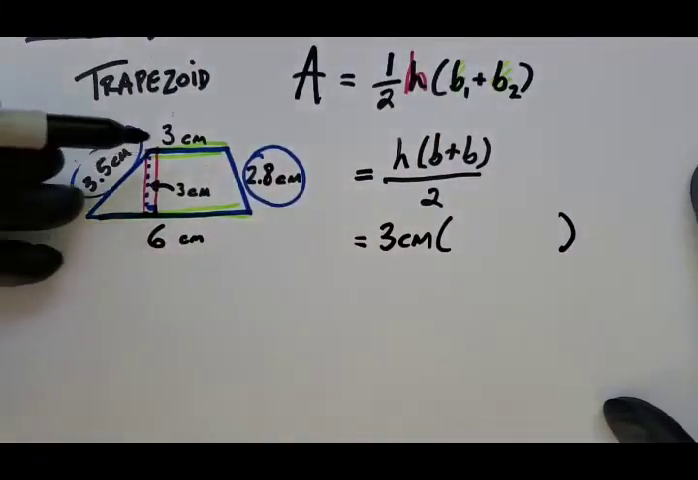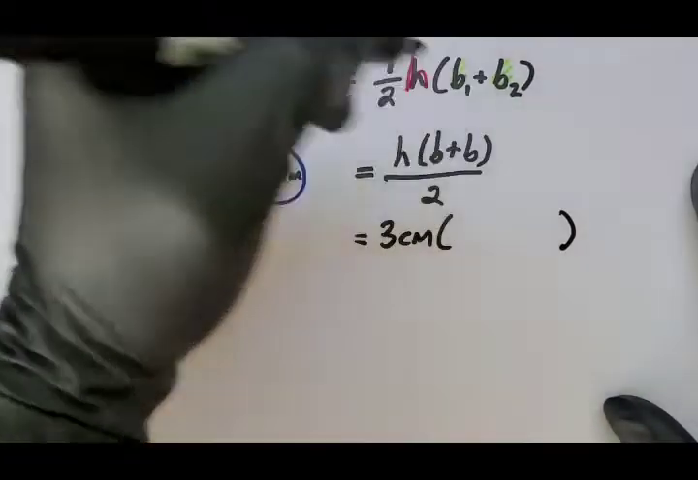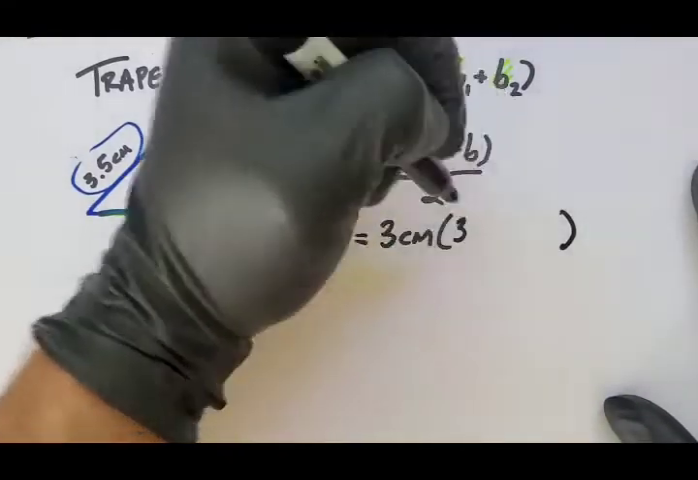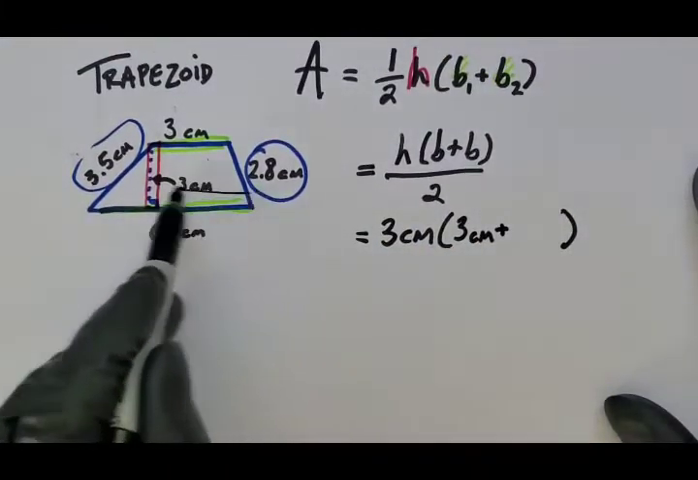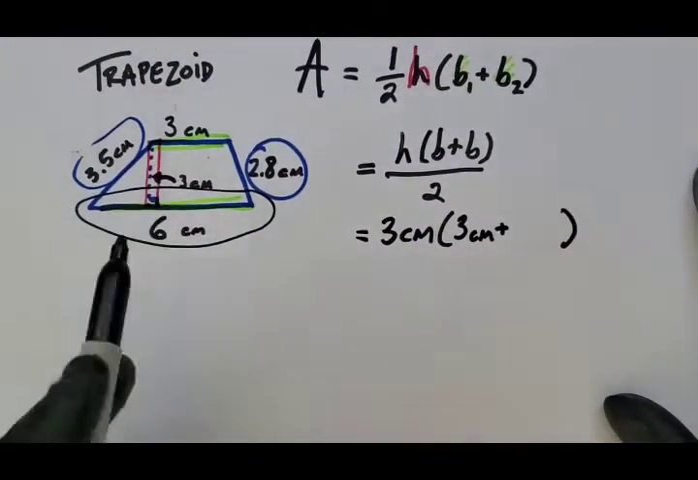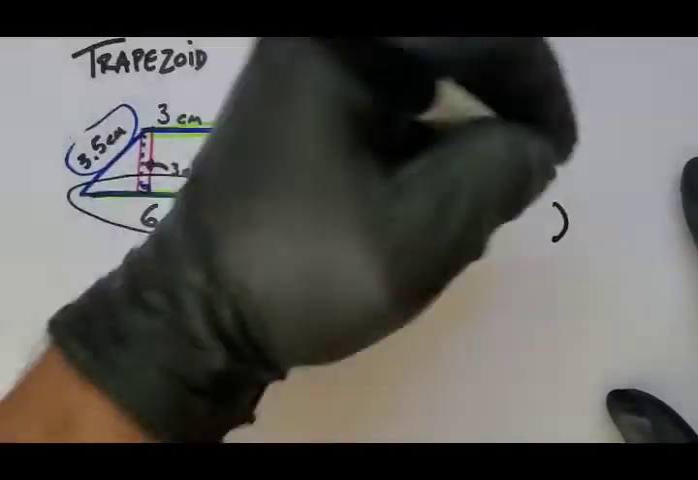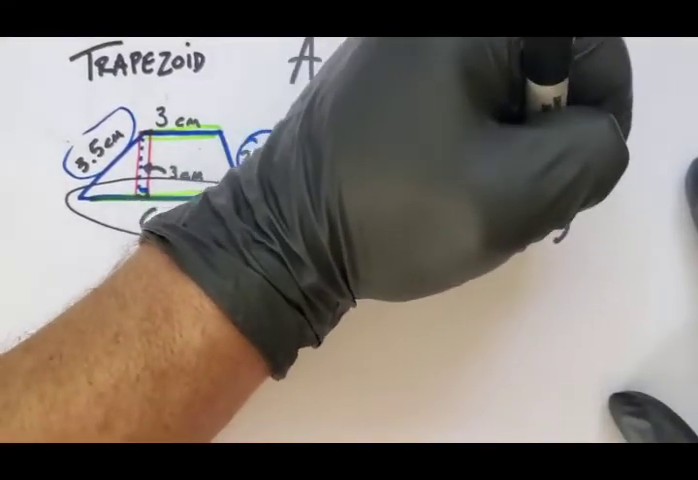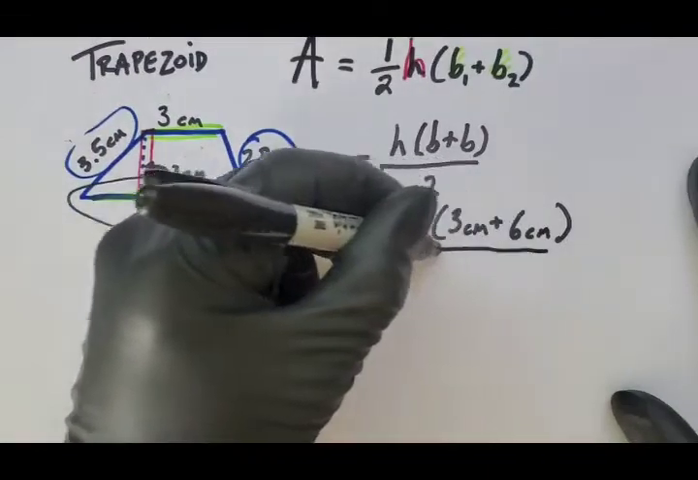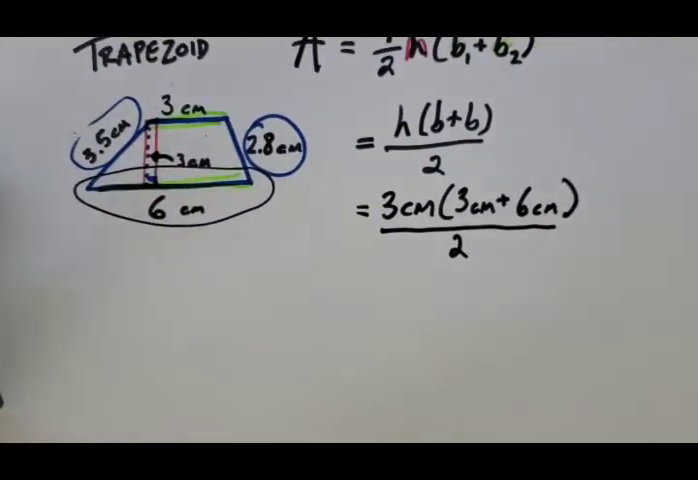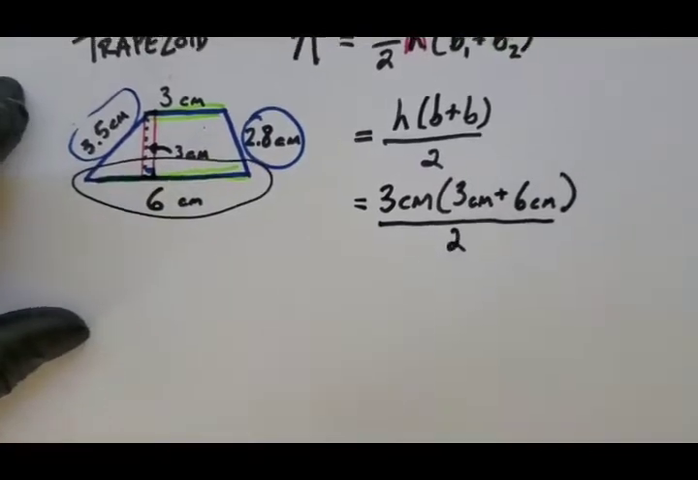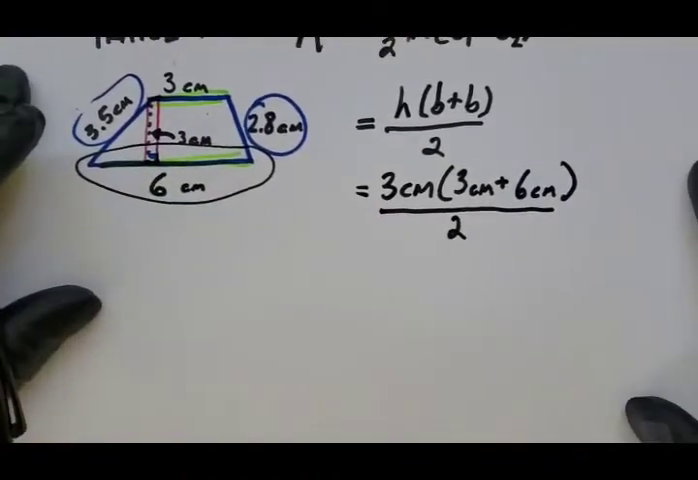And now the bases. Well, the first base is 3 centimeters, so I'm going to plug that in for B1. And then the other base, which I'll call B2, is this side here, and it is 6 centimeters. So I will plug that into the formula. And then I'm going to not forget to write divided by 2. Okay, that's a common error. Students forget to divide by 2.